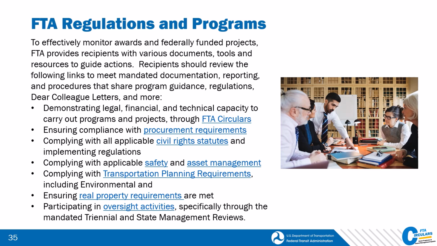Primarily, FTA shares its financial assistance and administrative information through its circulars. Recipients are obligated to maintain compliance with all circulars upon acceptance of any financial assistance from FTA. A great place to start is the Circular on Award Management, Circular 5010. This circular provides information and overviews of procurement, civil rights, asset management, planning, environmental, real property, and oversight requirements that may or may not have their own circulars or have other resources and guidance.